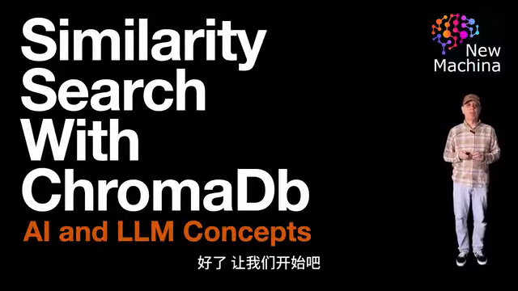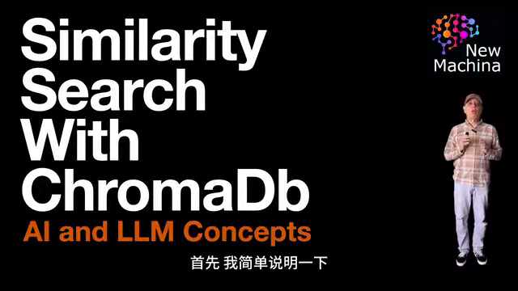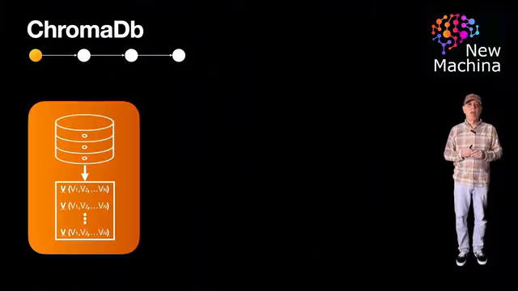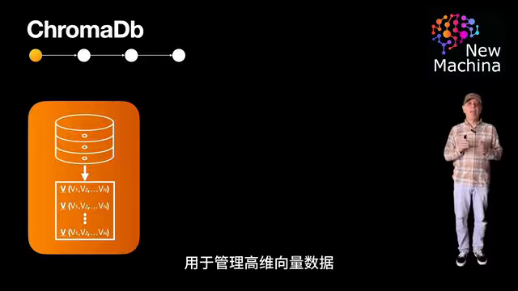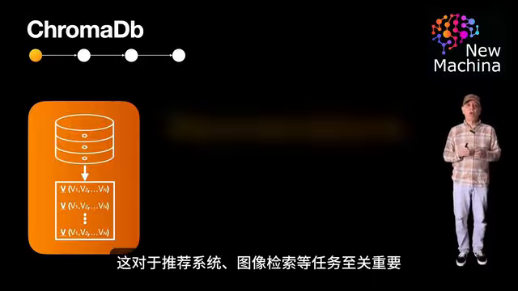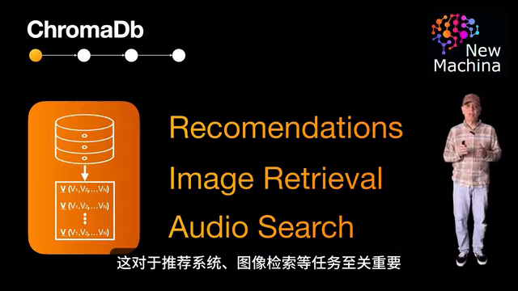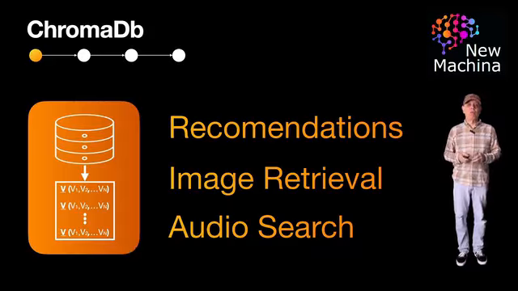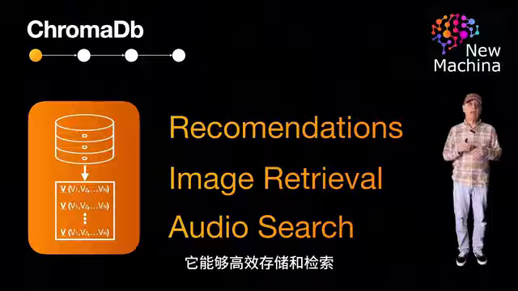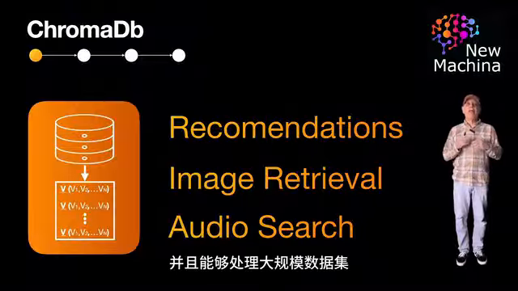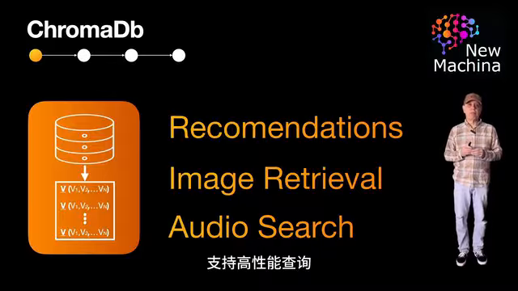Okay, let's get started. So first, let me quickly get everyone aligned on what a vector database is. Vector databases are purpose-driven data stores designed to manage high-dimensional vector data, crucial for tasks like recommendation systems and image retrieval. ChromaDB is a vector database optimized for similarity search, offering efficient storage and retrieval of vector data, and is built to handle large-scale data sets with high-performance querying.